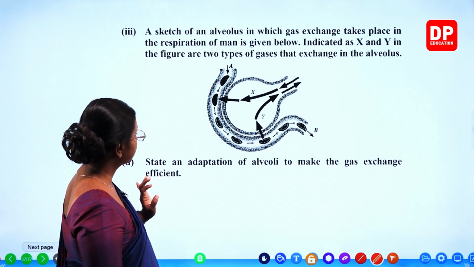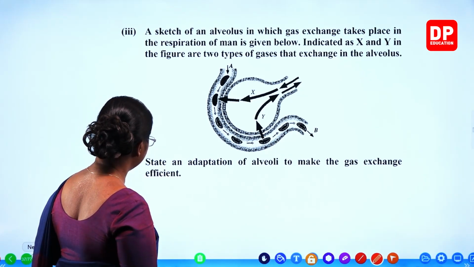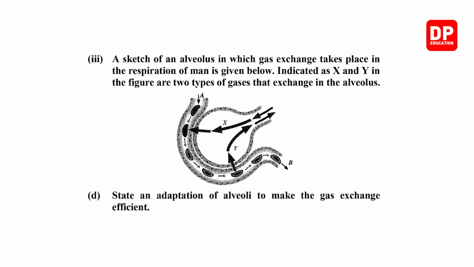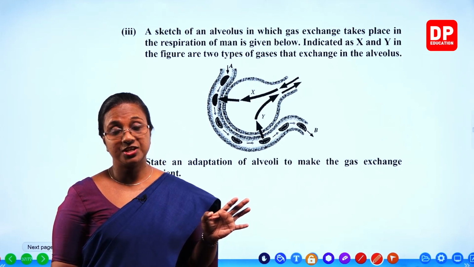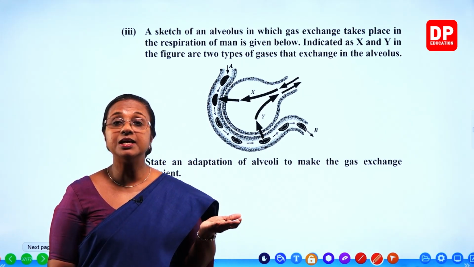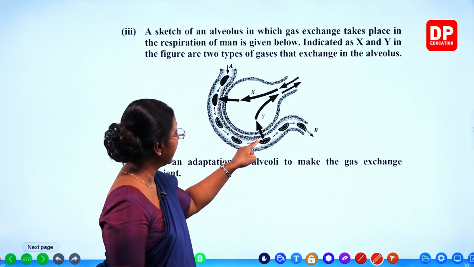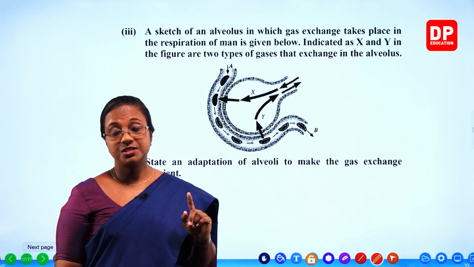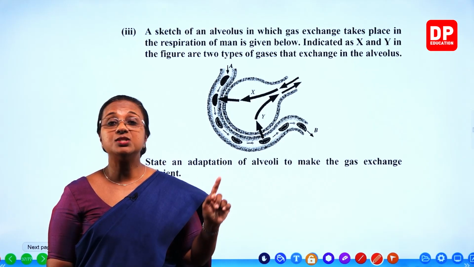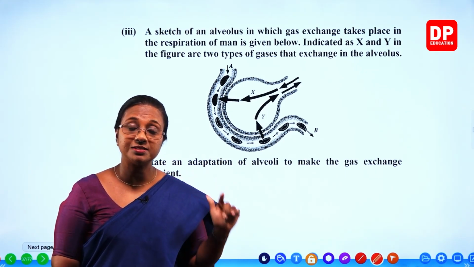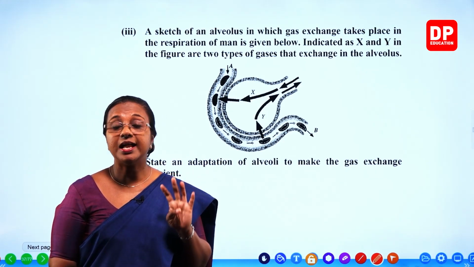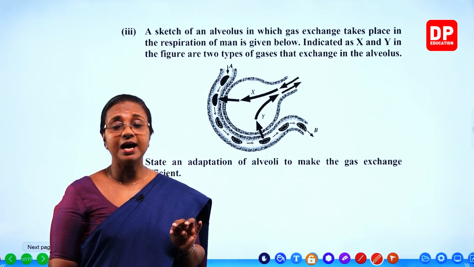Again, the introduction and the diagram is given. Part D, state an adaptation of alveoli to make the gas exchange efficient. A very efficient gas exchange. Alveolar surface is the respiratory surface here. Gas exchange occurs through that. So what are the adaptations? The alveolar wall is very thin, or the alveolar surface is very thin. That is one. What is the other one?